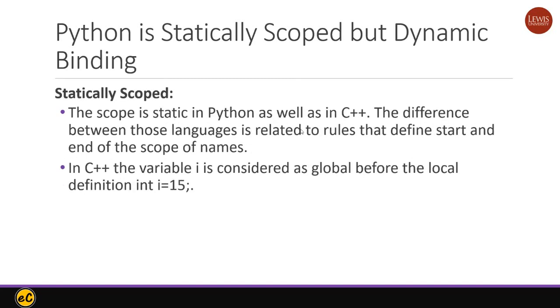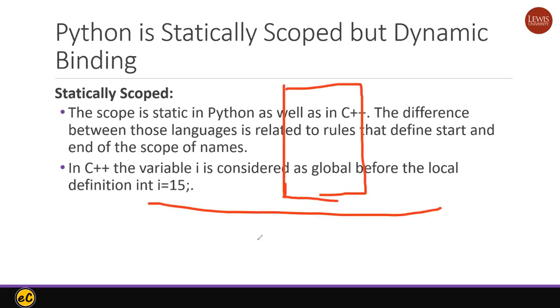Same thing, C++ is static scope. As I said, the Python language is on top of the C++ virtual machine, so many things that are good for C++ are also good for Python.